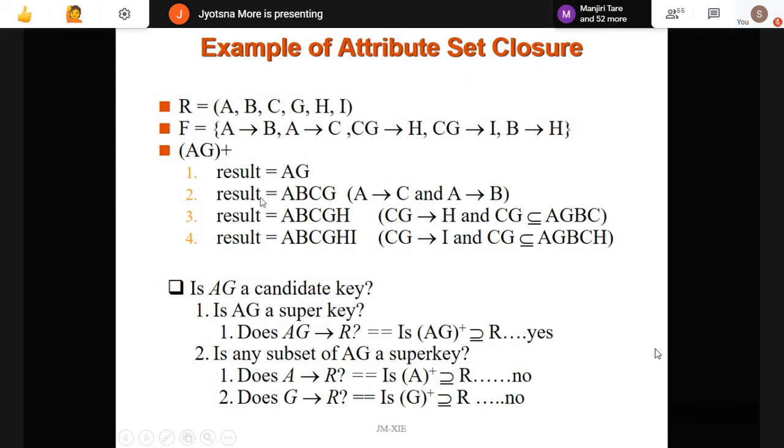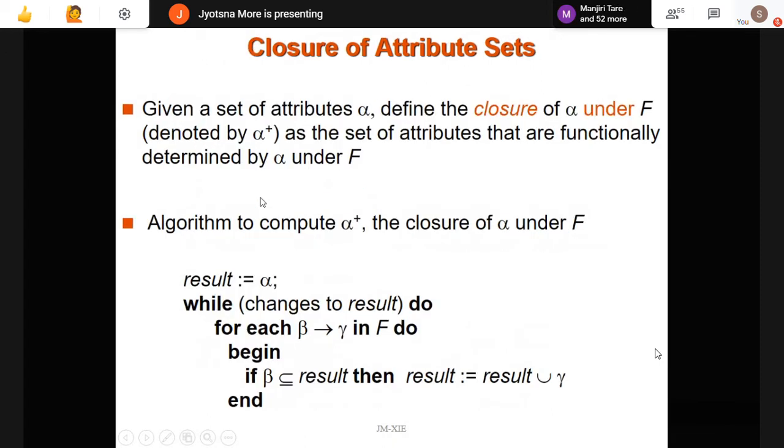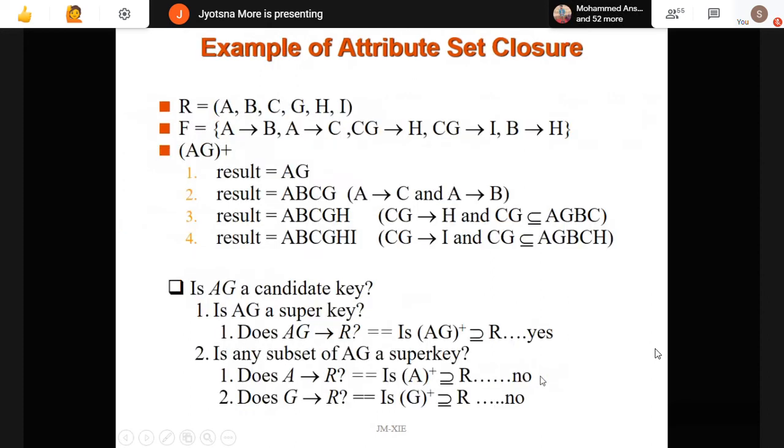As the rule, beta determines gamma, if beta is present in our result, we have to add the gamma into our result, union to that. Same way I did. I know A is present in my result. So A determines something, B. So I have added B. Again A determines something, C. So I have added here C. Okay, clear? Now, G determines something, is there? No, only G is not there. So I'll not consider that right now.